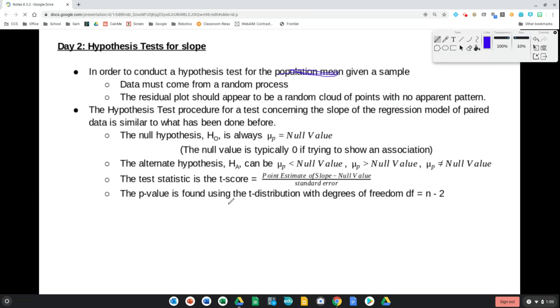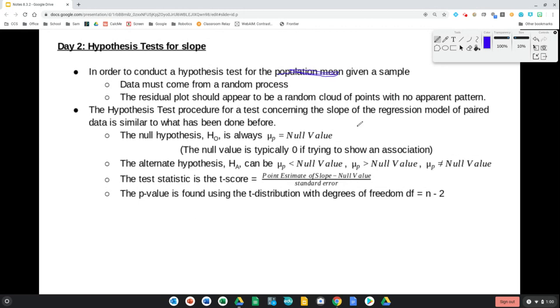And then the p-value, we find that p-value to look up using our t-distribution. And remember, there's going to be n minus 2 degrees of freedom, because there's two things that are going on in that regression equation. There's the slope that we've estimated, and there's the y-intercept that we've estimated. And so that's why we end up having n minus 2 degrees of freedom on this test.